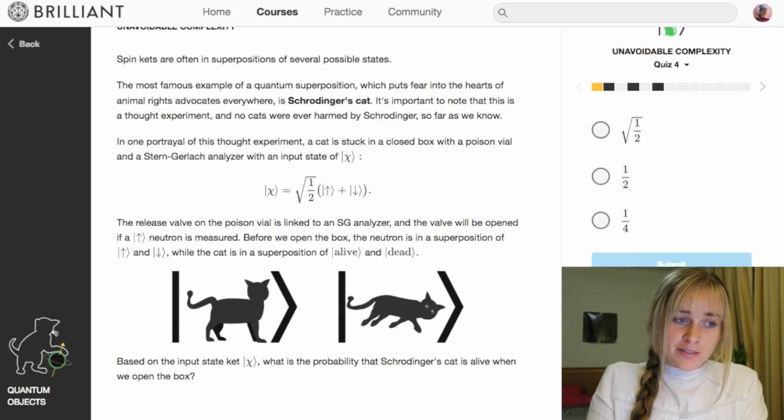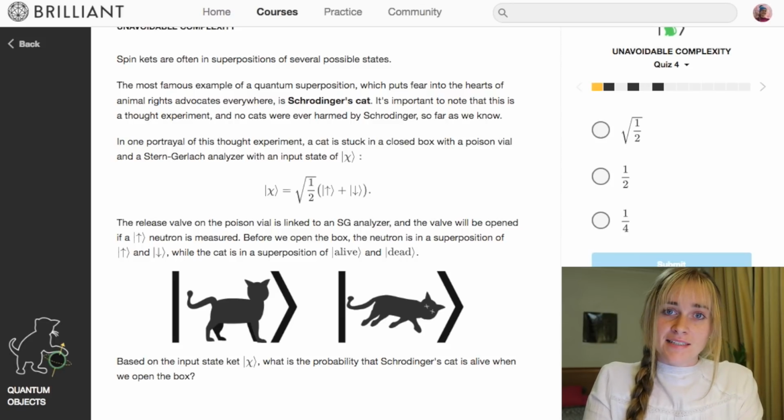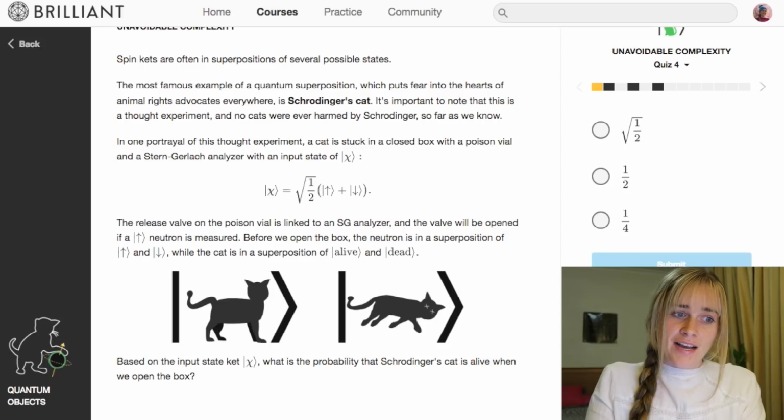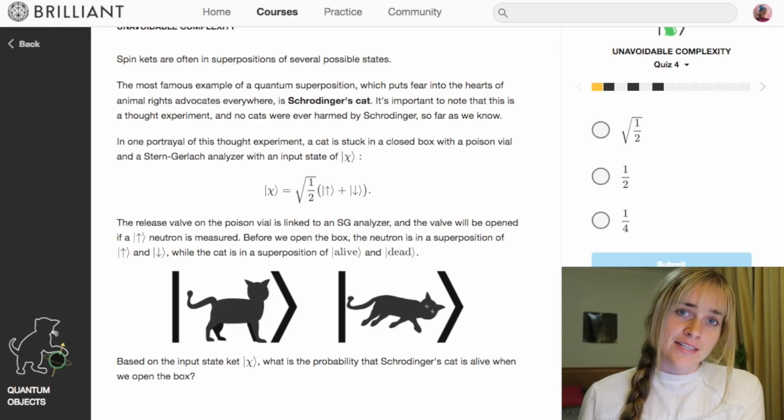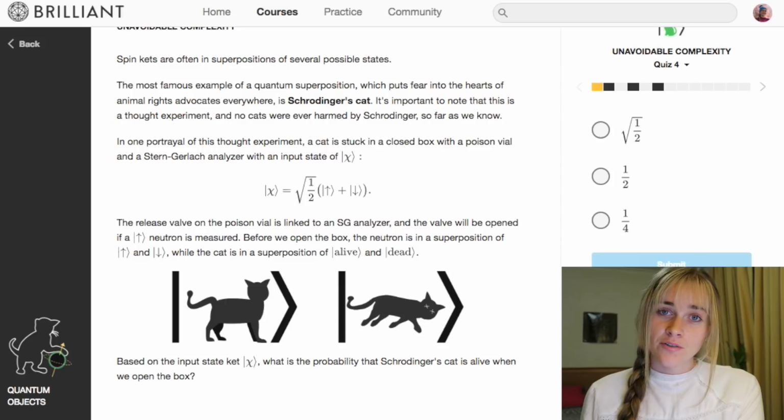The amplitude in front of both the spin up and spin down ket is this square root of a half. Now that's just been taken outside of the brackets, but it is the amplitude in front of both of those ket states. So the release valve on the poison vial is linked to the Stern-Gerlach analyzer, and the valve will be opened if a spin up neutron is measured. Before you open the box, the neutron is in a superposition of spin up and spin down, and the cat is in a superposition of alive and dead.